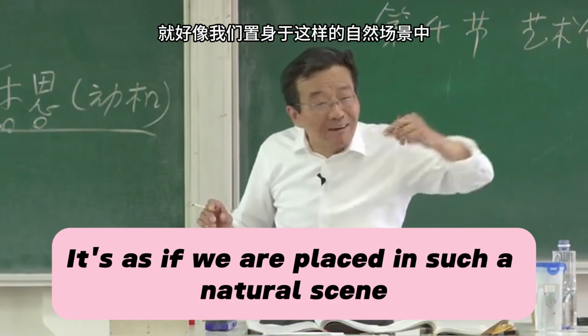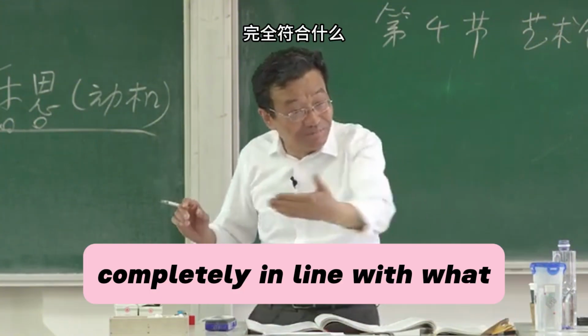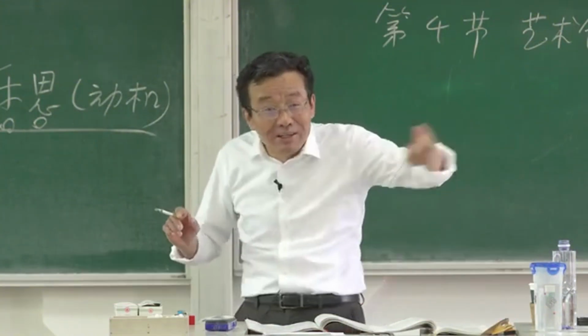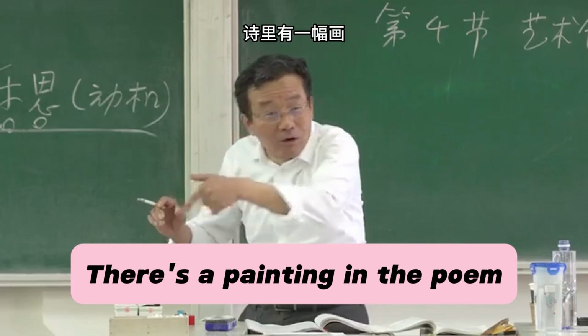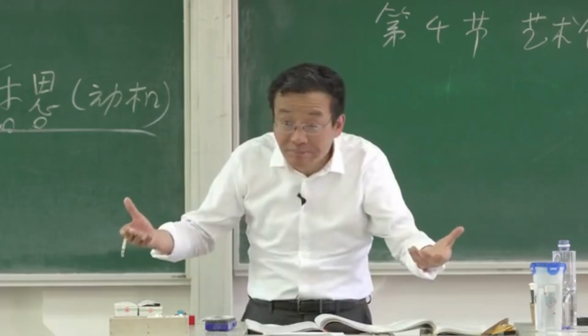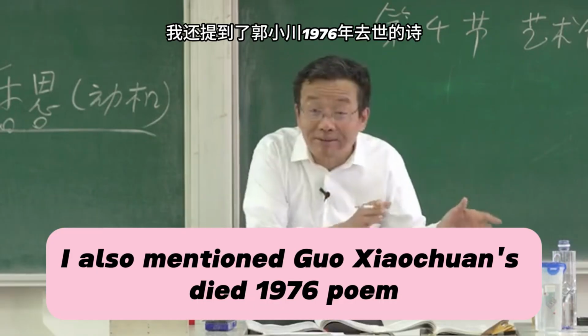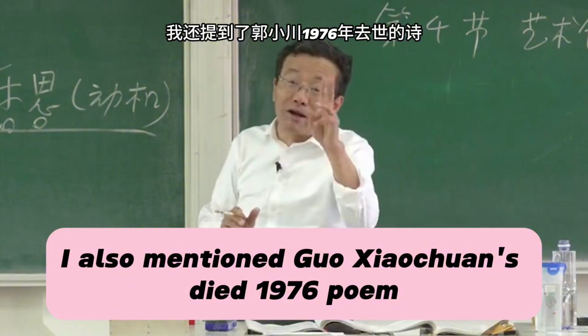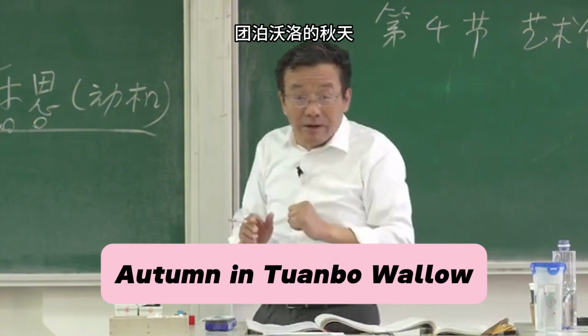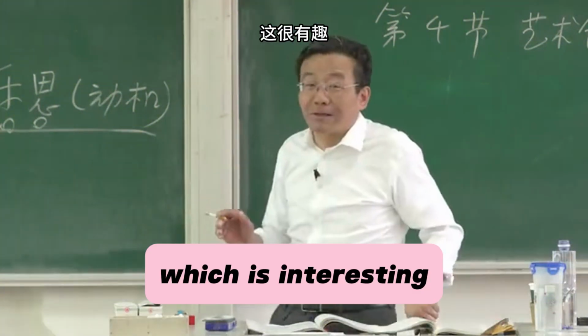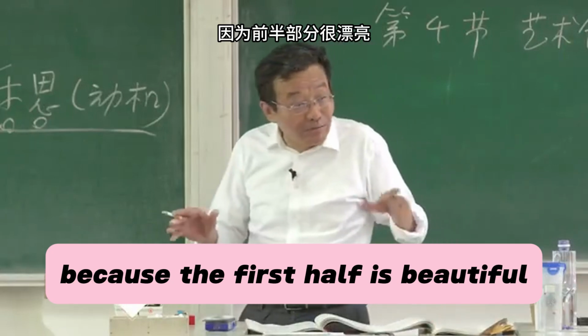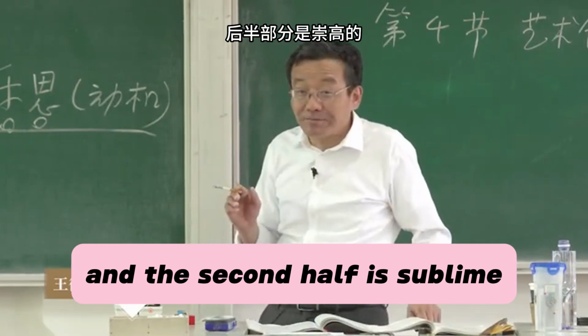It's as if we are placed in such a natural scene, completely in line with what? There's a painting in the poem, and this painting is beautiful. I also mentioned Guo Xiaochuan's, died 1976, poem, Autumn in Tuanbo Wallow, which is interesting because the first half is beautiful, and the second half is sublime.